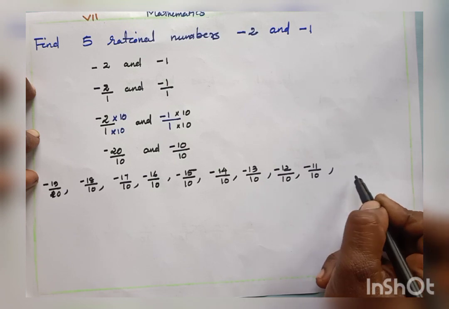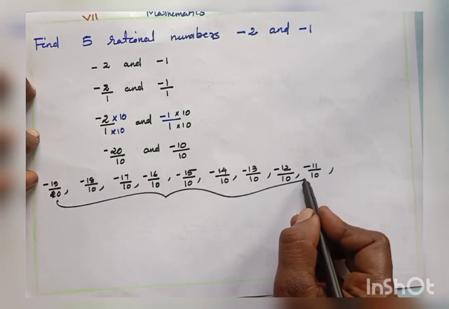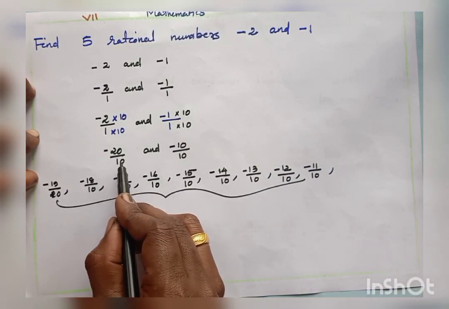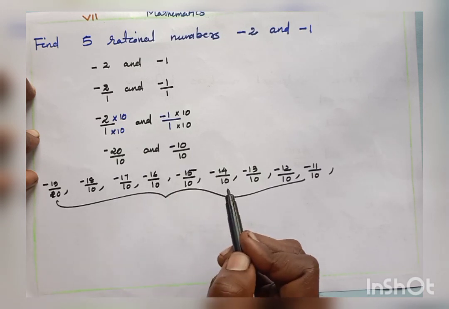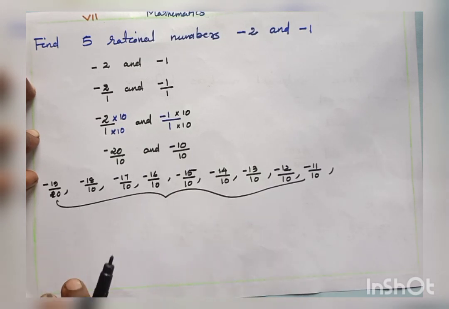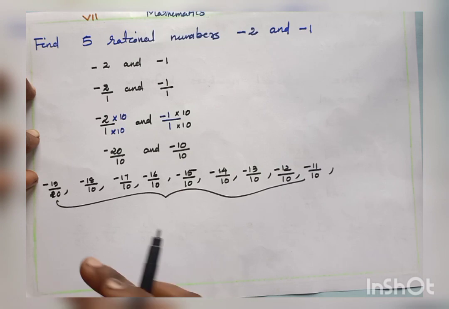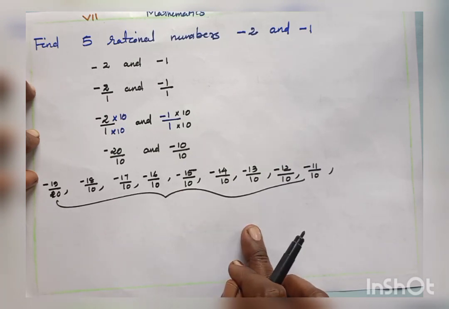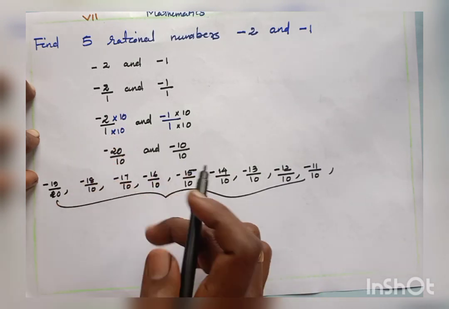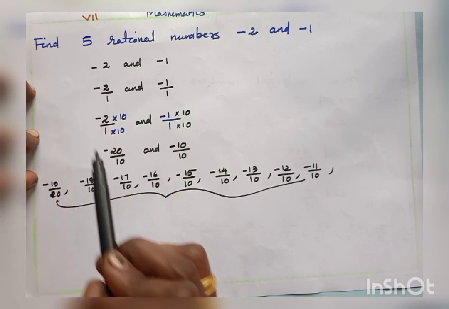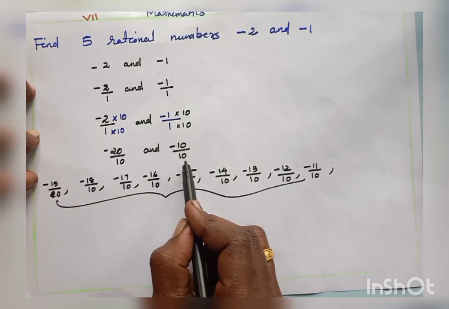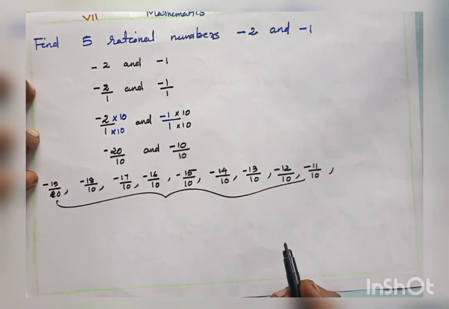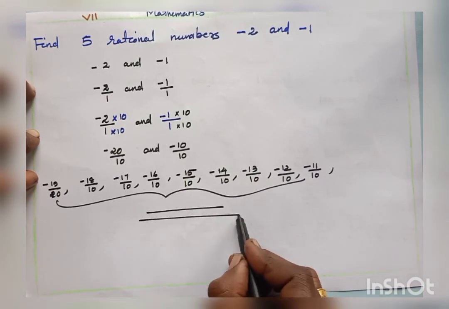Next number is minus 10 by 10. These are the numbers that lie between minus 20 by 10 and minus 10 by 10. You can select any 5 rational numbers lying between these two numbers. Minus 20 by 10 is equivalent to minus 2, minus 10 by 10 is equivalent to minus 1. Okay, select any 5 rational numbers.